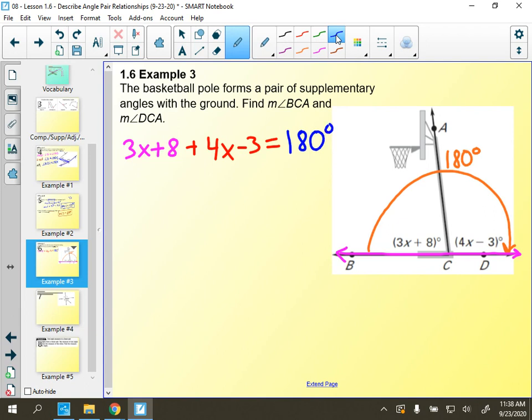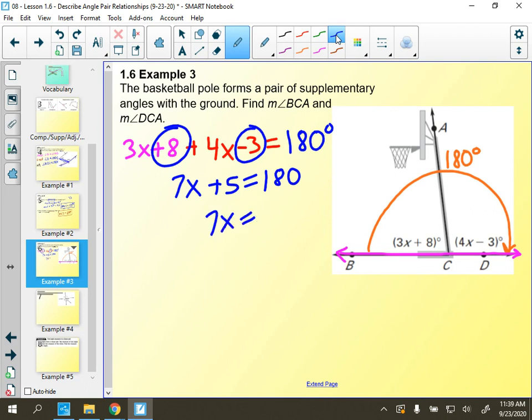So there's our algebraic setup as far as how we're going to approach this problem. Let's combine some terms here. 3x and 4x is a 7x. Whoops, why am I writing 4? 7x. And then I think right along with it, I'm going to combine my 8 minus 3 and get 5, equals our 180. We'll tack the degrees on at the end. I'll subtract a 5 from both sides to get 7x equals 175, and then divide 175 by 7 to get x equals 25.